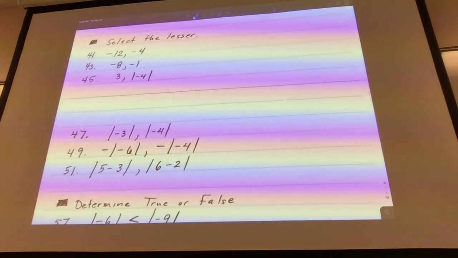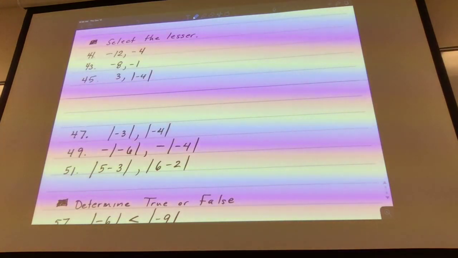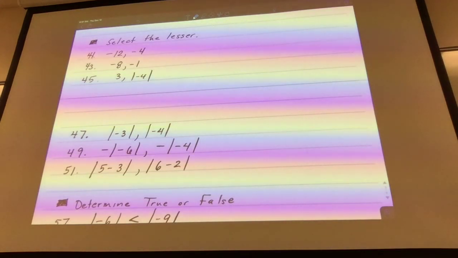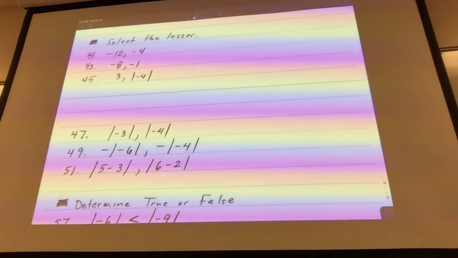Now we're just going to do a little bit of comparison. Select the lesser. Which one's smaller? You can do this however works better for you. But when you start thinking about money, people are really good with money, okay? Which one means you're more broke? If you owe $12 or if you owe $4? 12. Yeah, that's the lesser value.